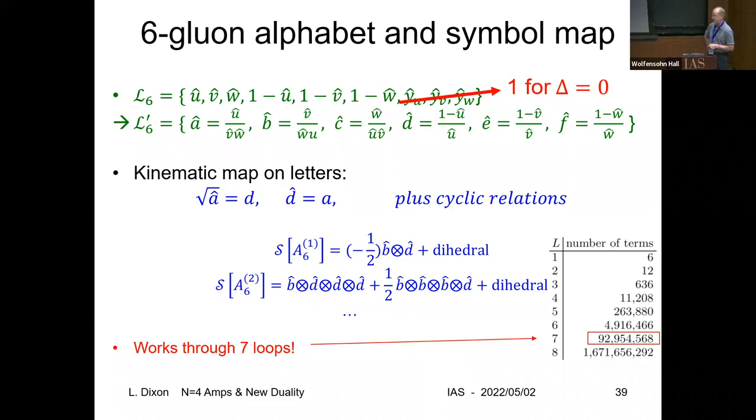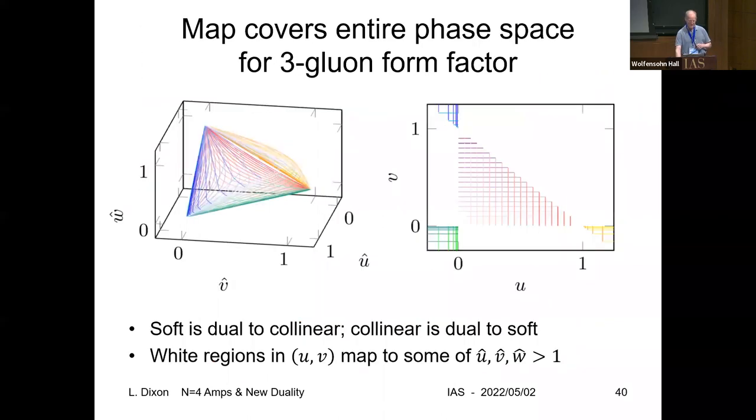If you take the one loop symbol I showed you earlier for the three-point form factor, apply these rules and reverse the order, you get this symbol, which is exactly the symbol of the one loop answer. When you do it at two loops, you get this result, which is exactly the symbol of the two loop answer once you drop onto this surface. And in general, this is the number of terms in the symbol on either side of the duality up through seven loops, which is as far as we've gone so far on the six gluon side. And all 92,954,568 non-vanishing terms have the same coefficient. So we kind of understand where this is coming from.